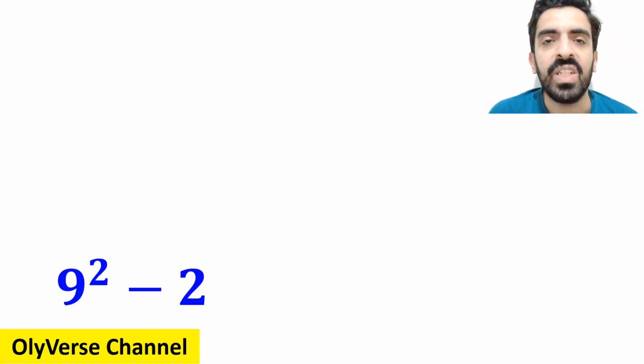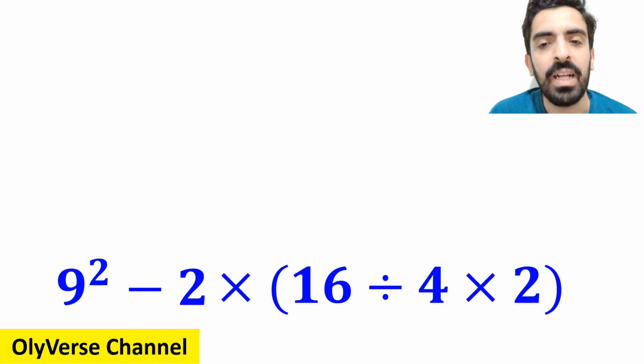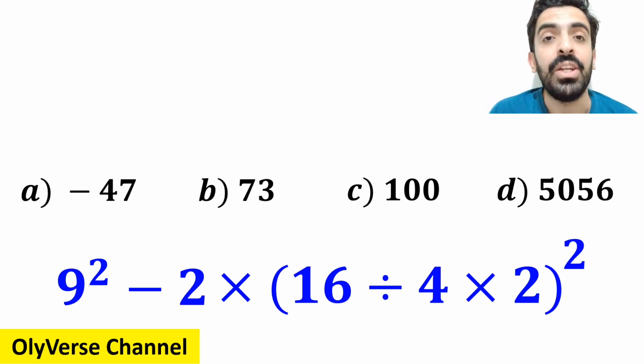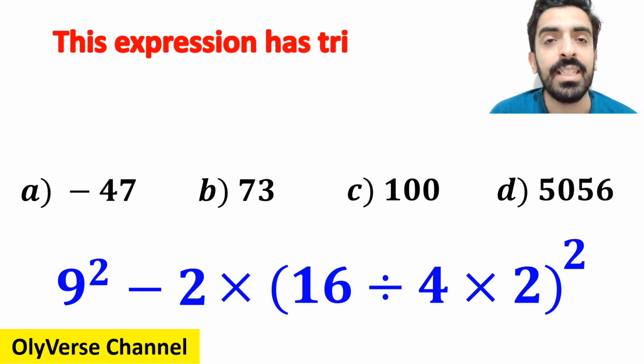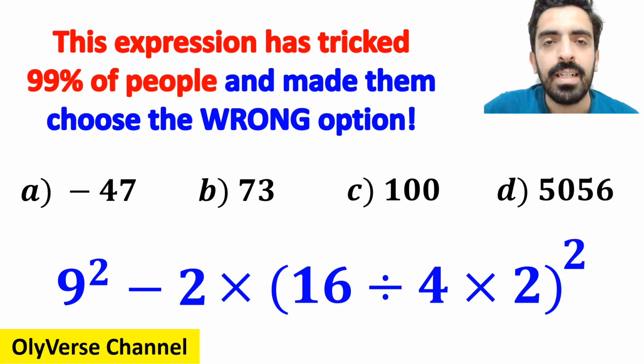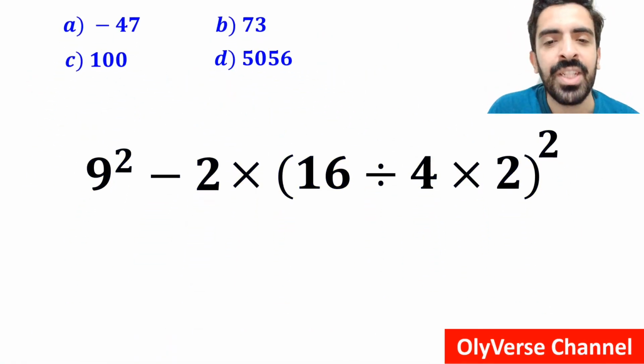What is the value of the expression 9 squared minus 2 multiplied by (16 divided by 4 times 2) all squared? Which option do you think is the correct answer to this question? This expression has tricked 99% of people and made them choose the wrong answer. Let's go step by step and solve it together.